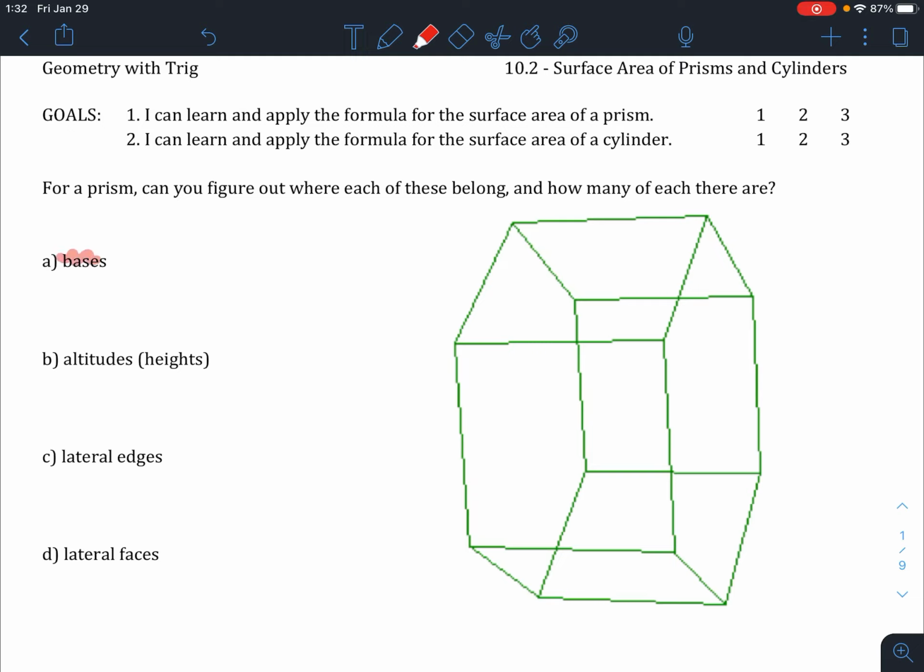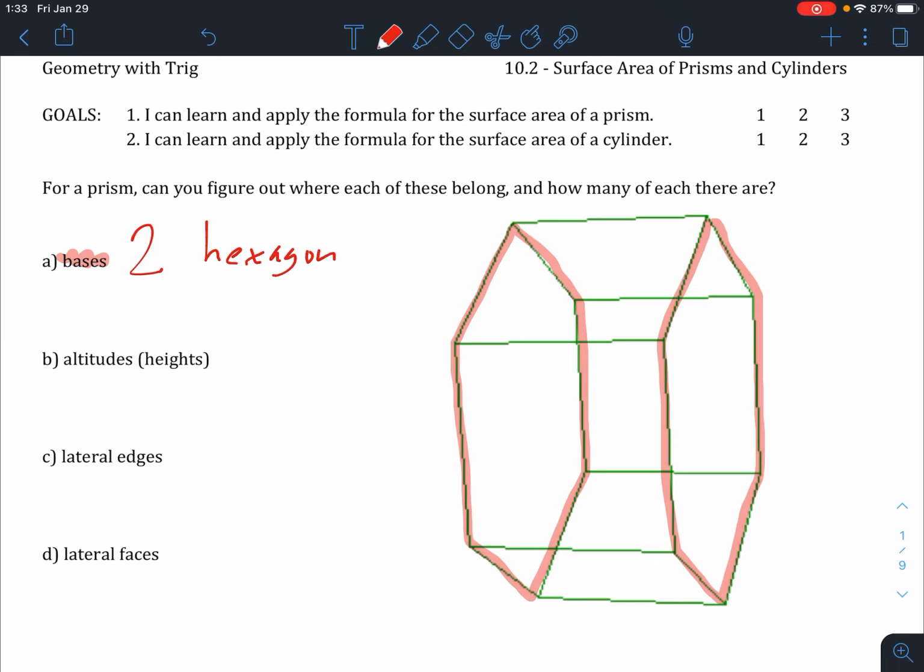Okay, the bases. For every prism, we know there are two bases. And what are the bases? So again, don't get forced into this thought that the bottom has to be a base. That is not true. Sometimes it is, sometimes it isn't. In prisms, the non-rectangles are bases, unless of course it's a rectangular prism where everything's a rectangle. But if there are shapes that are not rectangles, those are your bases. So in this case, the two hexagons are the bases of this figure.